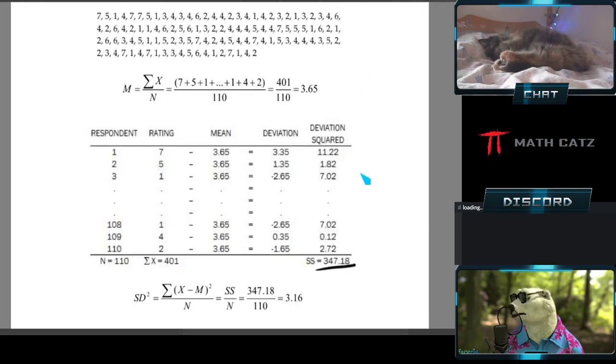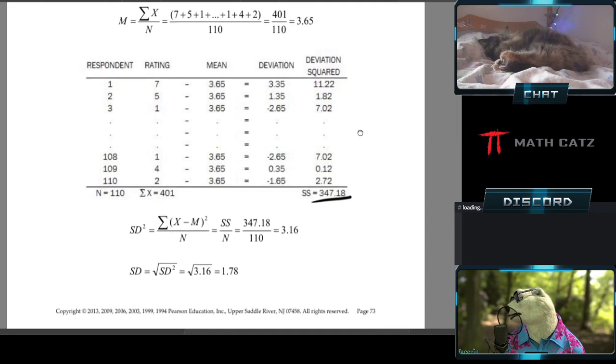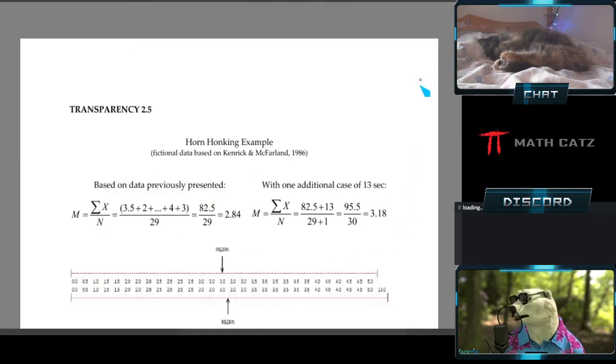We've done that. We can go back to our live-in country example, where calculating the standard deviation is just a very small step from the variance, because the standard deviation is just a more convenient version of the variance. They are saying the exact same thing in terms of what they're measuring. So I just take the square root, and the standard deviation is 1.78. What does that mean? I can't really say much at this stage, but we will.